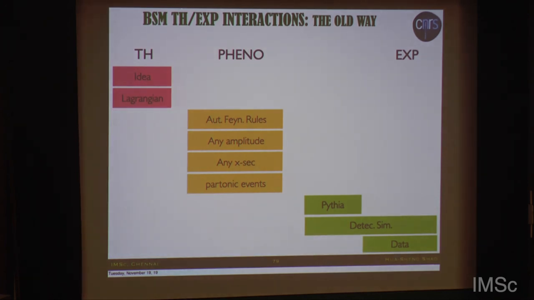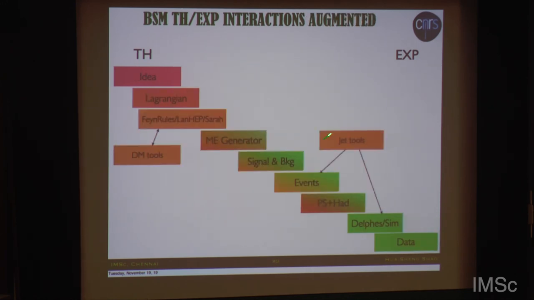Of course, the situation is completely changing these days. Right now, you have one streamlined pipeline: from ideas to the Lagrangian, to Feynman rules, then to matrix element generators to simulate signal and background and generate events. Of course, some supplemental tools can be used at some stage. Then parton shower, hadronization, detector simulation, and comparison to the data. So it is one pass for all, with streamlined physics software validation and robust, efficient communication between theory and experiment. It works for both top-down and bottom-up approaches.